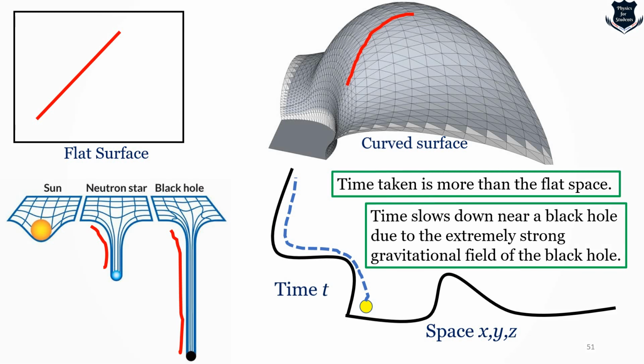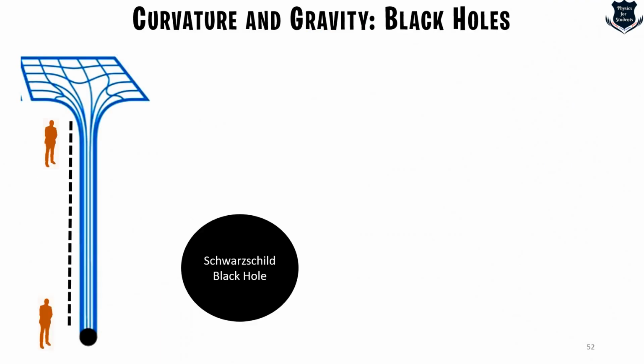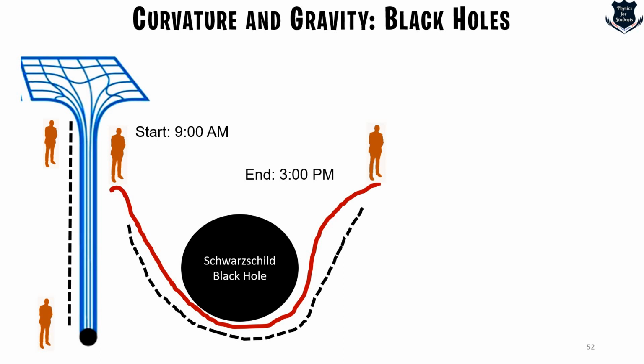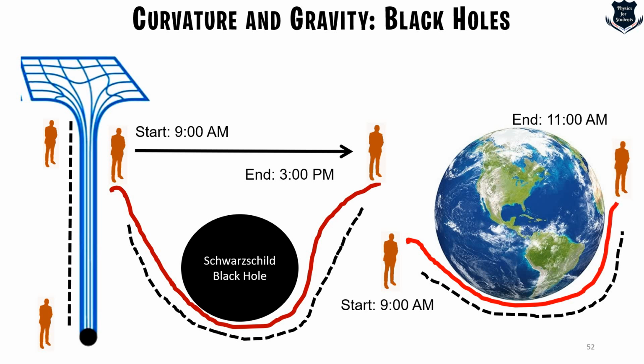Let me show you another interesting demonstration which will help you understand. If I'm standing here and I move over here, taking a simple Schwarzschild non-rotating black hole, I start at 9 a.m., and when I move around the black hole and reach the end, the time is 3 p.m. Comparing to that, if I take Earth, which has less curvature compared to a black hole, and I start at 9 a.m., then due to the lesser curvature, I reach there by 11 a.m. So time really slows down, and this slowing down of time is nothing but due to the extreme curvature.